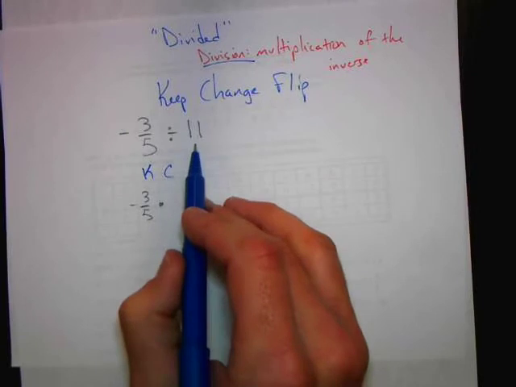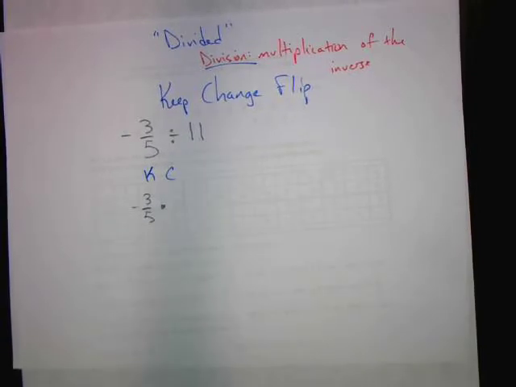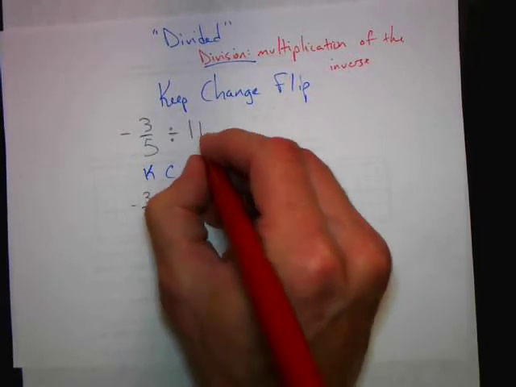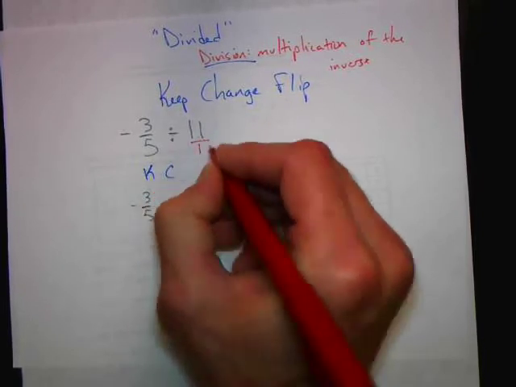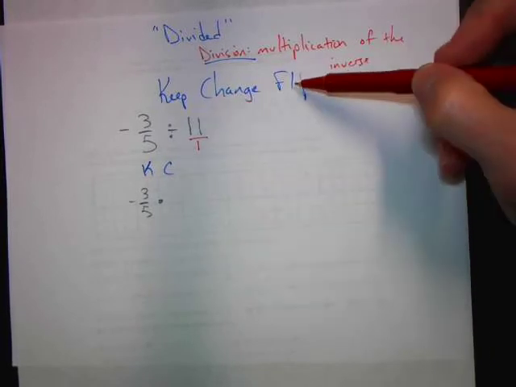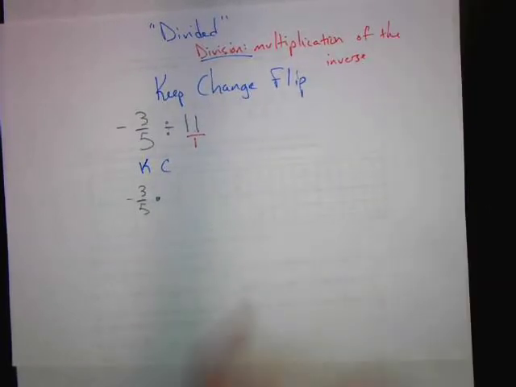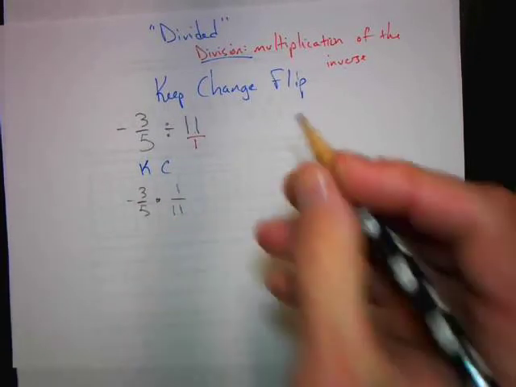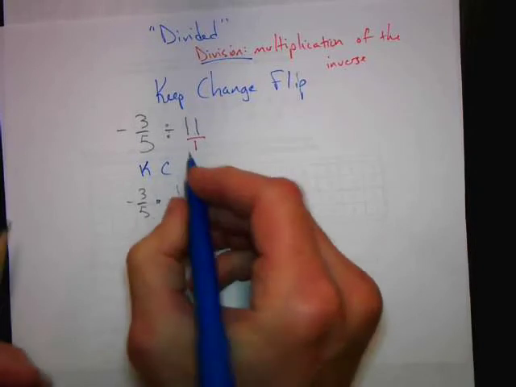Now, how in the world do we flip an 11? We have to know a thing. And the thing we have to know is that 11 is actually a fraction over 1. And if you know that 11 is a fraction over 1, when you flip it, or take the inverse of it, you will end up with 1 over 11. And so we flip the second number.